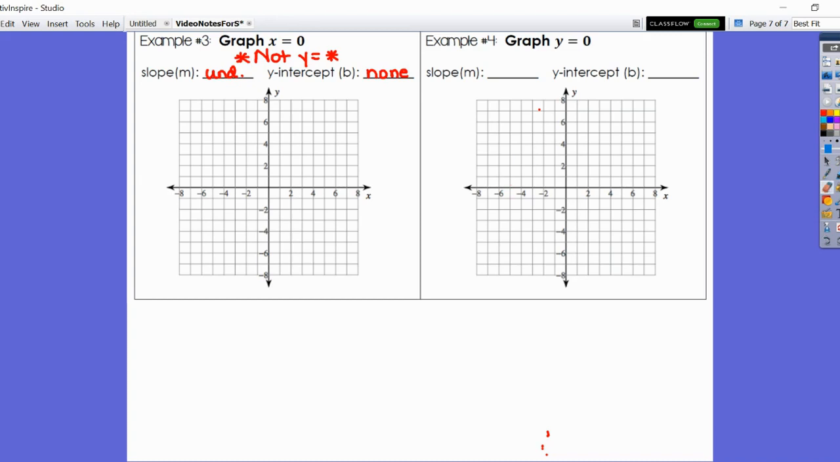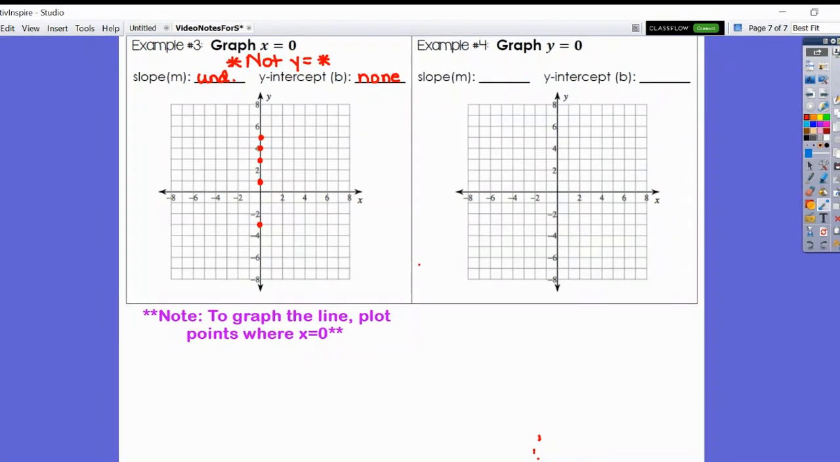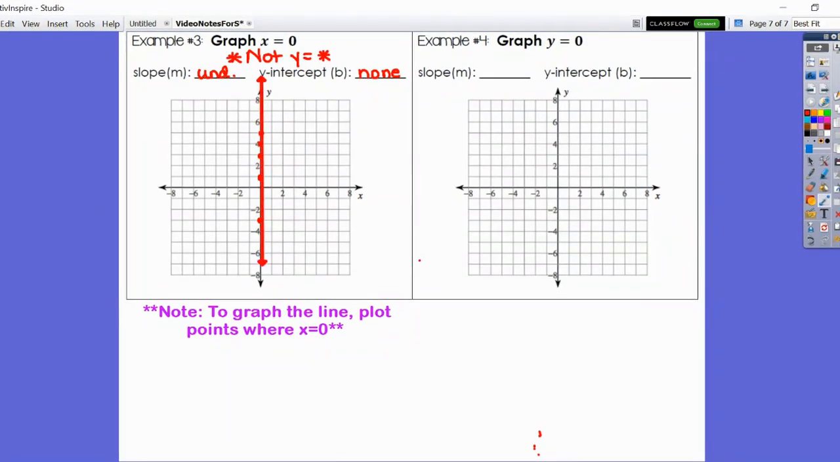I always like to remember to help me with graphing that I'm looking for points where x is 0. Well, x is 0 here, here, here, and I can keep going with my points. As you see, it's going to be a perfectly vertical line when x is equal to 0.